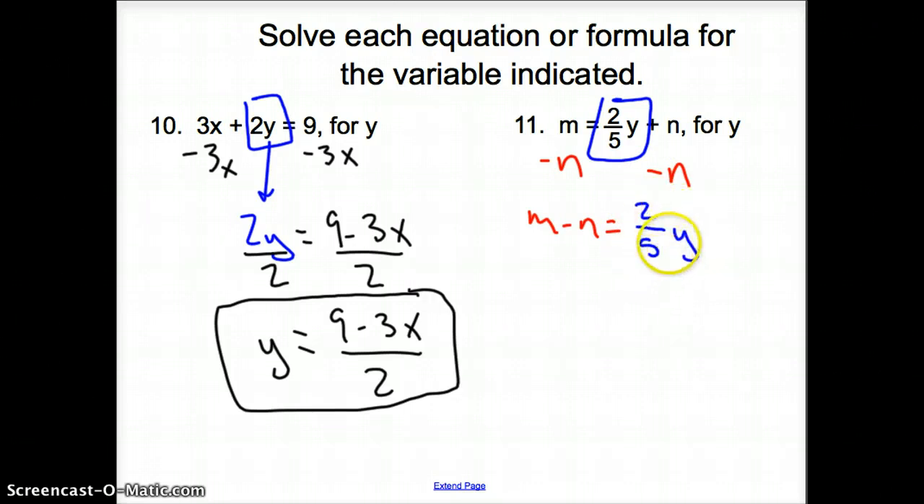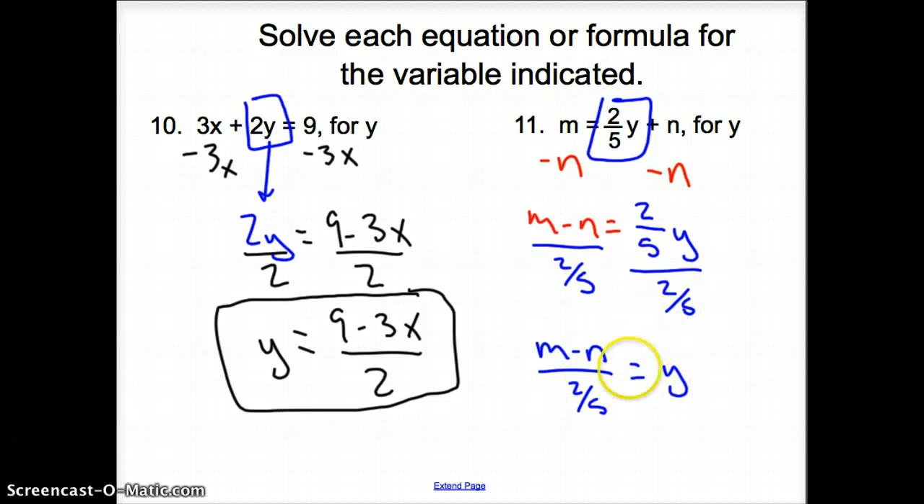Now how is this 2/5 attached to the y? It is attached through multiplication. How do you undo multiplication? Well, we have to divide. So we divide by 2/5. So now we have m minus n divided by 2/5 equals y.